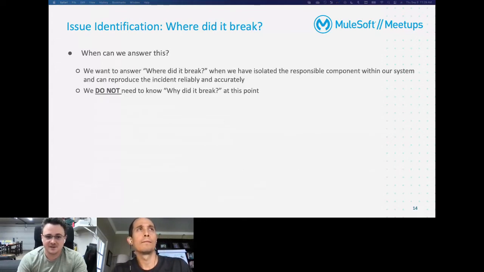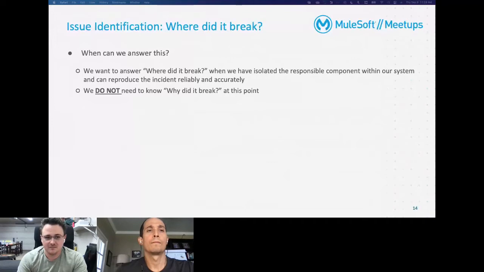So when can we answer this? When we have isolated the responsible component within our system and can reproduce the incident reliably and accurately. At this point, we do not need to know why did it break. We just need to know that something broke.